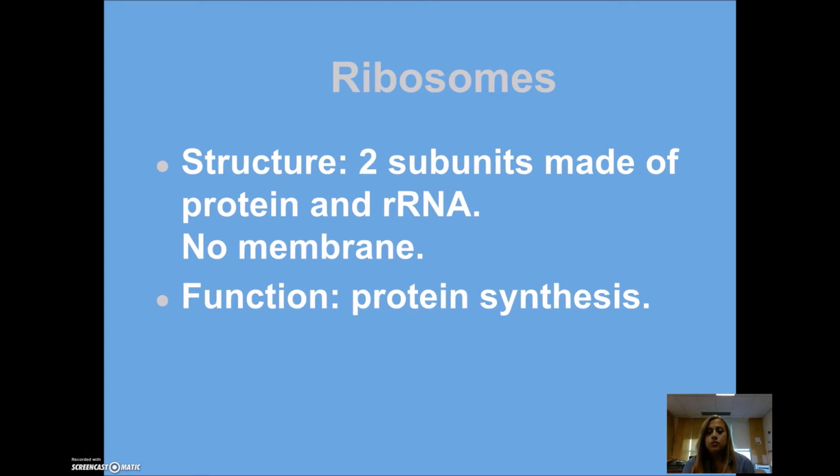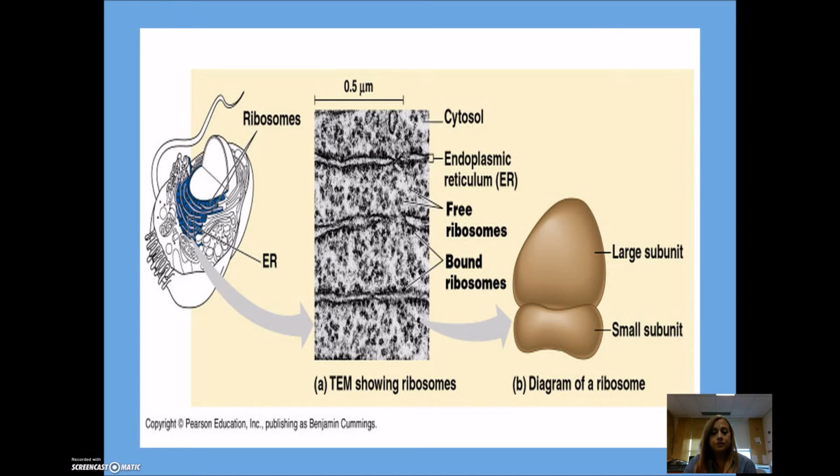I mentioned ribosomes earlier, and so ribosomes, their structure is that they're made up of 2 subunits of protein and ribosomal RNA. There is no membrane separating the inside of the ribosome from the rest of the cell. And we're going to talk about ribosomes a lot in future chapters because they function in protein synthesis. So the information that's carried in DNA is then made into proteins with the help of ribosomes.